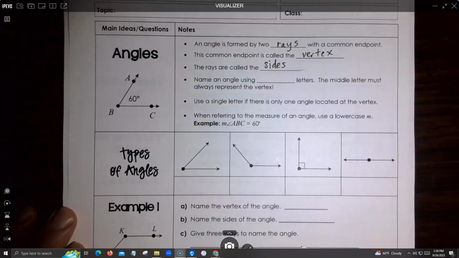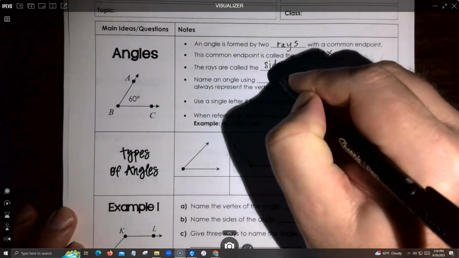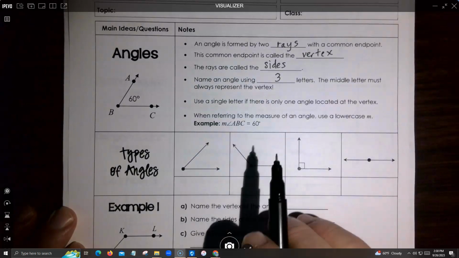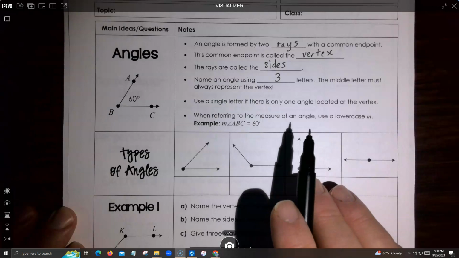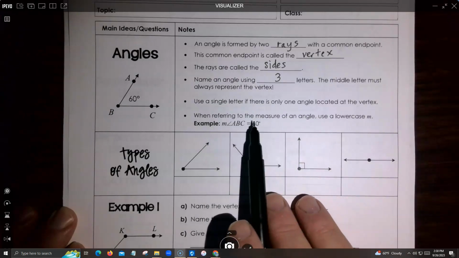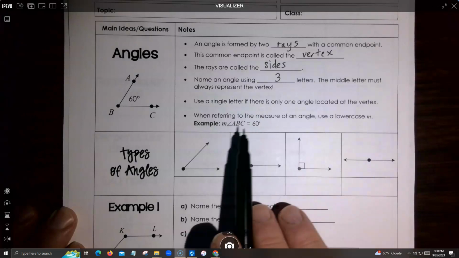Name an angle using three letters. The middle letter must always be the vertex. Use a single letter if there's only one angle located at the vertex. And when referring to the measure of an angle, we use the lowercase m.